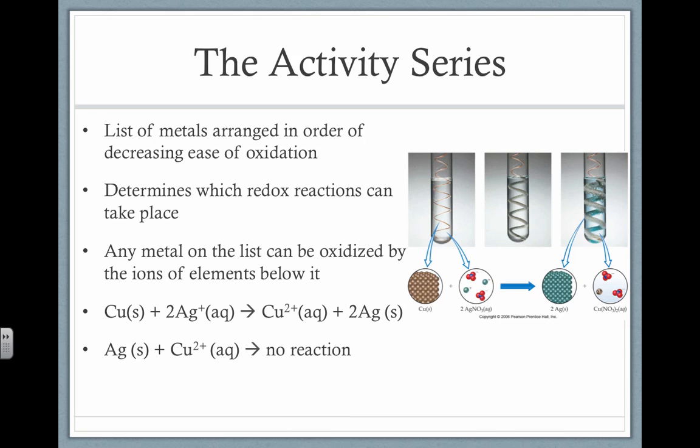Not every displacement reaction necessarily goes. Some metals cannot be oxidized by others, and this is something known as an activity series. Basically, any metal that's more active than the one it's trying to replace can replace it. But if it's a less active metal, then it cannot replace the ion. So, for instance, here's the net ionic equation where copper can replace silver, but silver is not as active as copper, so it cannot go in the reverse direction.